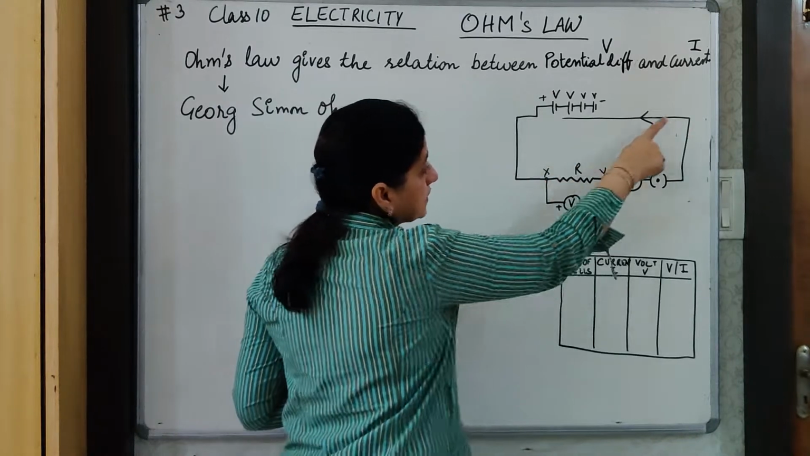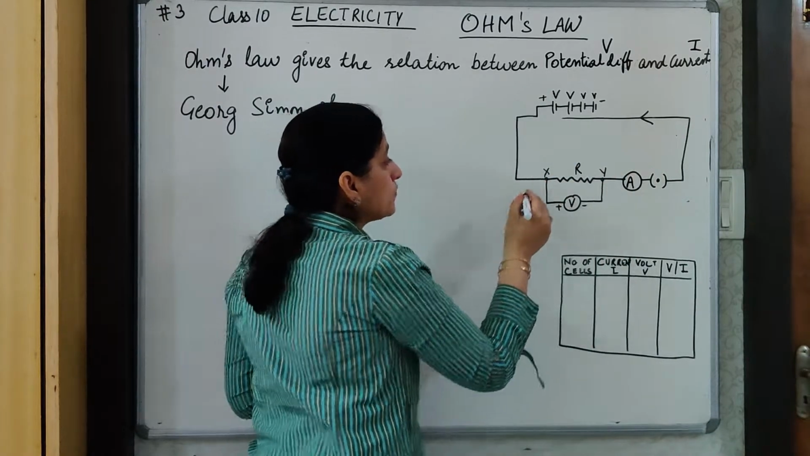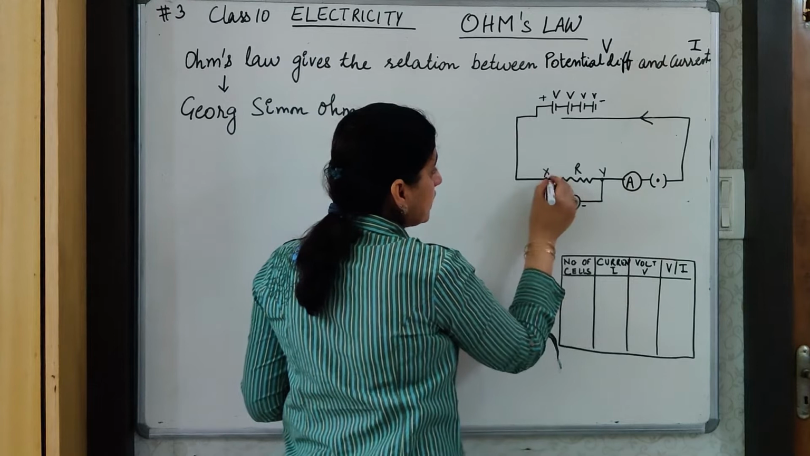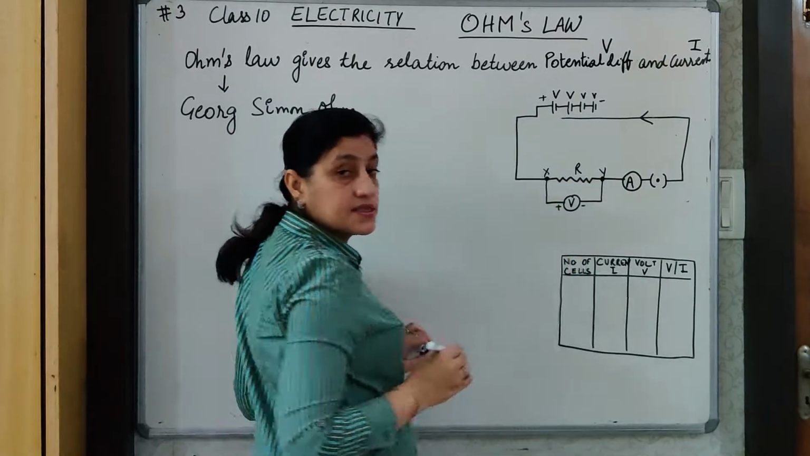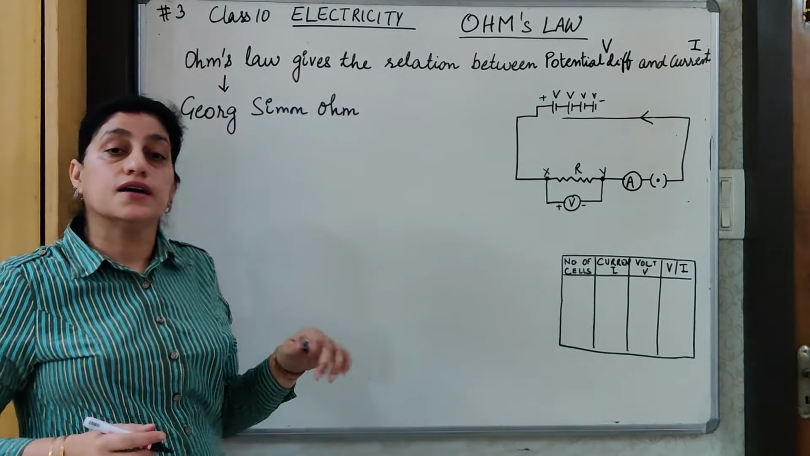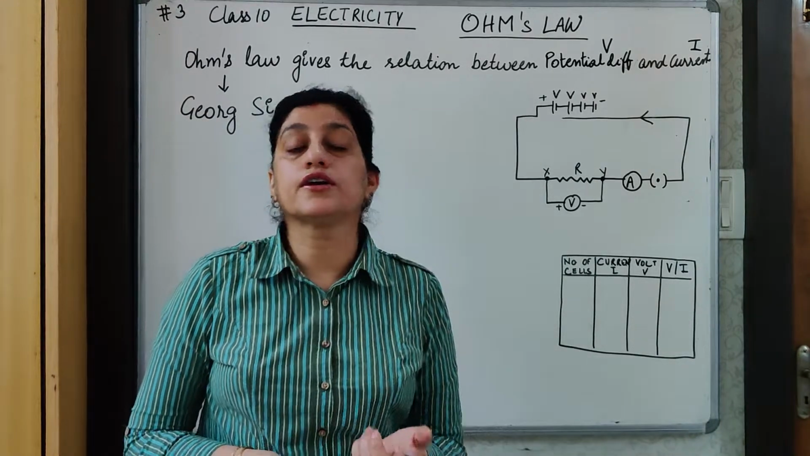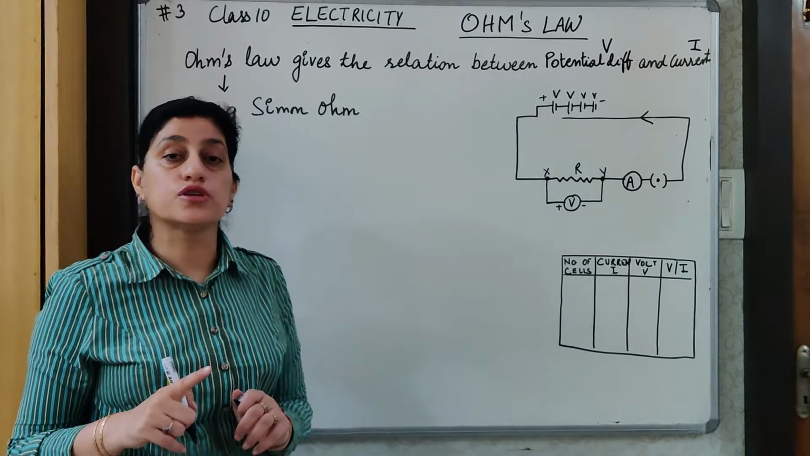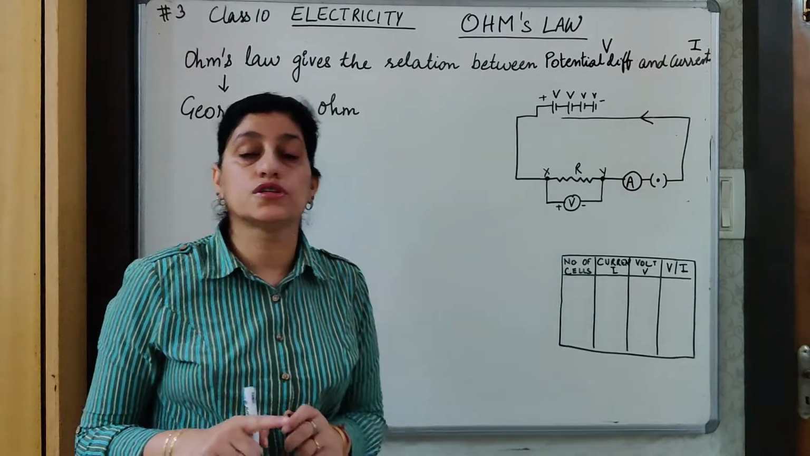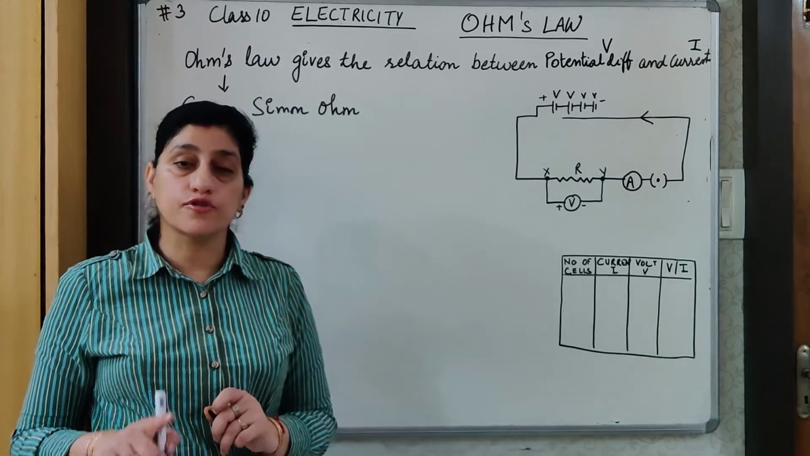These are all connecting wires. Then between point X and Y, a resistance wire is taken, a wire with high resistance like nichrome etc. This symbol I have explained in the previous video. You can refer to that through the description box if you want.